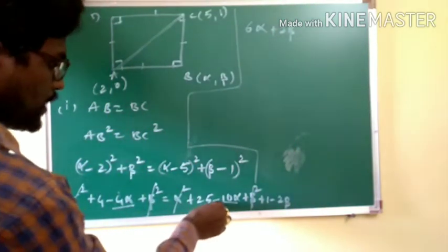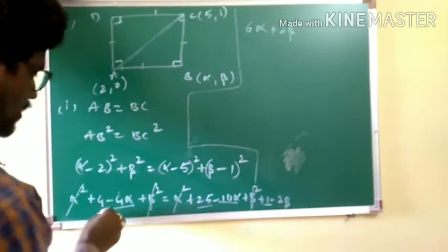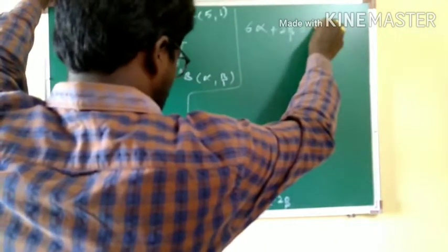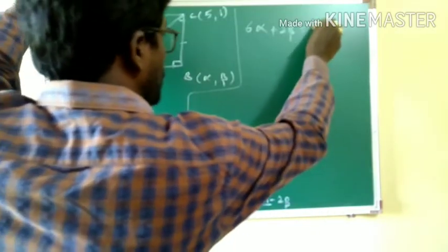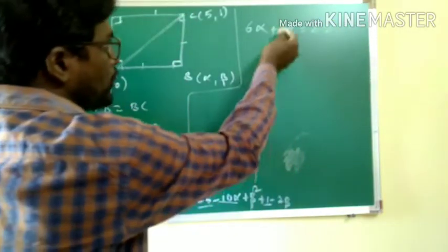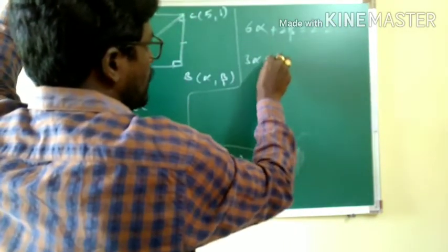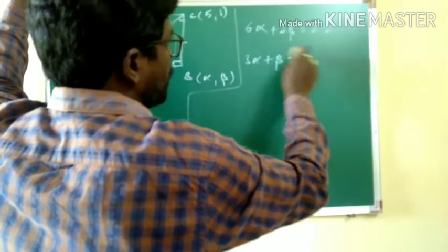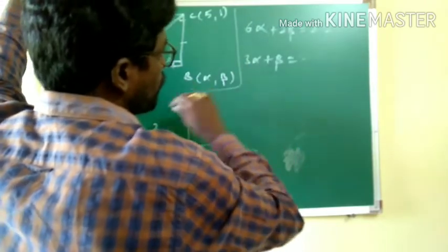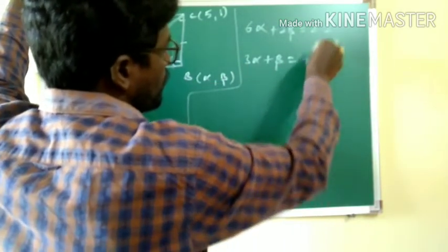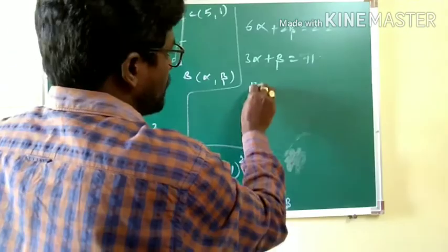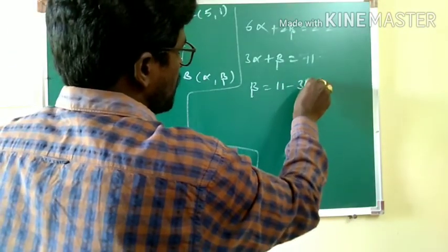And here I have constants 25 and 1, that is 26, and minus 4. You will be getting 22. What is the common factor? 2 is the common factor. So 3 alpha plus beta is equal to 22. Here I have taken 2 common, no? So 3 alpha plus beta is equal to 11, because 2 ones are 2 and 2 elevens are 22. Therefore, beta is equal to 11 minus 3 alpha.